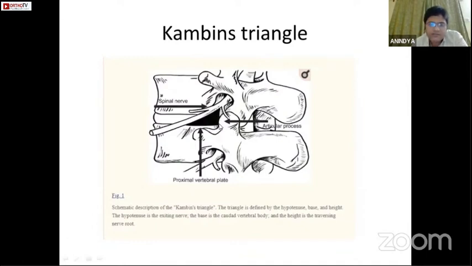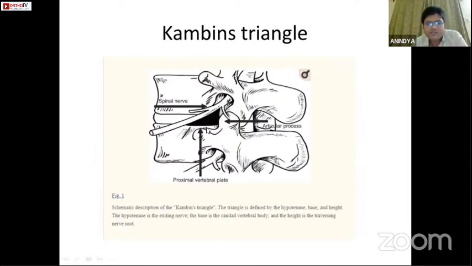And this part, the other arm, is formed by the traversing nerve root, all the thecal sac. So this is Cambin's triangle, as you can see, bounded by two neural structures. Medially is the traversing nerve root, laterally is the exiting nerve root, and you've got the vertebral body in between. So if you aim your needle to be in this space, you're basically in between two neural structures.